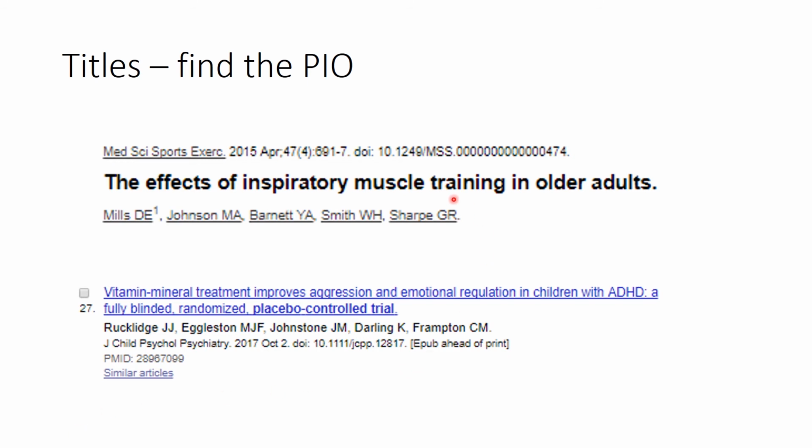Right, and so let's do Dr. Johnson's first. So what we've got is the population. Hopefully you've established that it's older adults. Hopefully you've established that the intervention is this thing called inspiratory muscle training. And then when you try to find the outcome, a lot of you will go for the effects. But that's not an outcome, is it? You can't measure effects. So there isn't an outcome in this particular title. Now, what I want you to get to is that you can recognize that that's not there, and that actually that's quite an important thing.